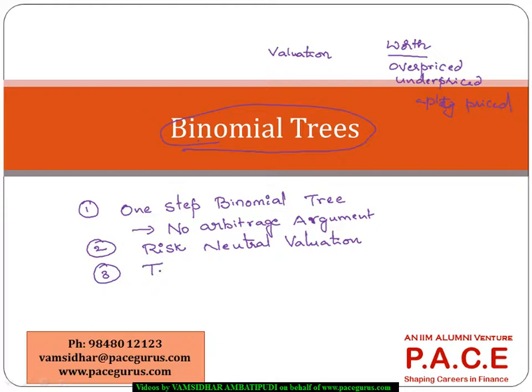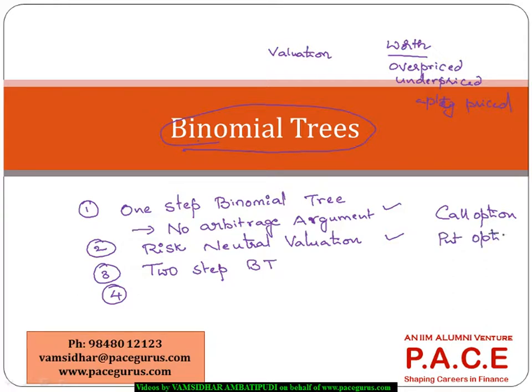Once a comfort comes on the one-step binomial tree, then I talk about the two-step binomial tree approach. What is the kind of difference we bring out compared to a one-step binomial tree approach into a two-step binomial tree approach? And these two kinds of scenarios I would be working out both for evaluating a call option's price as well as for a put option itself.